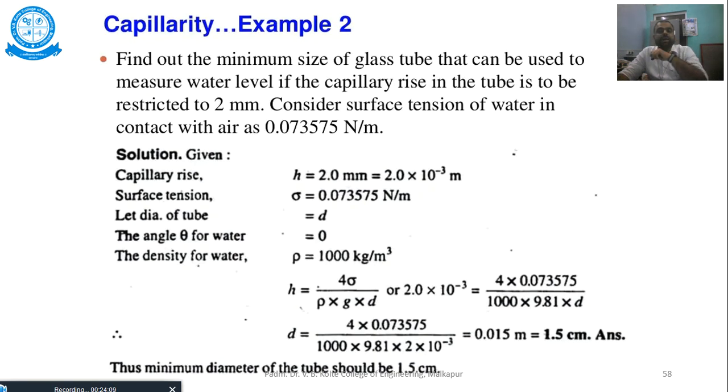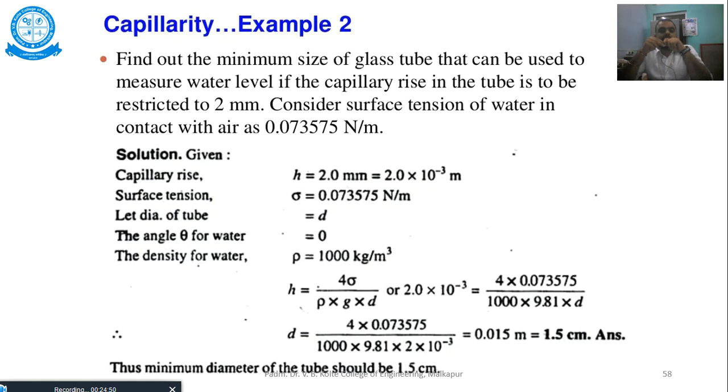Then move to the second numerical here. Find out the minimum size of glass tube that can be used to measure the water level if the capillary rise in the tube is to be restricted to 2 mm. Consider the surface tension of water in contact with air as 0.073575 Newton per meter. So first of all write down the given data available in the numerical. So capillary rise is mentioned here, h is equal to 2.0 mm. So convert this mm into meter, that is nothing but 2 into 10 raised to power minus 3 meter. Surface tension is also given 0.073575 Newton per meter.